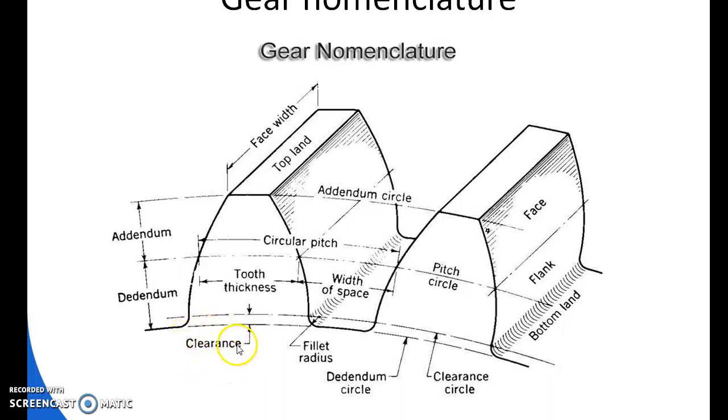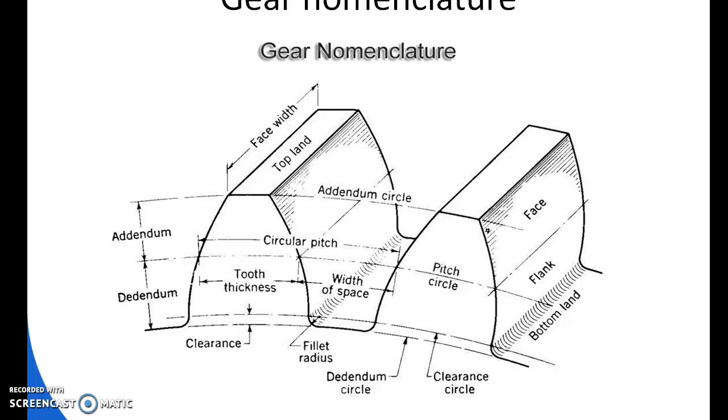Then clearance. The difference between the addendum of one gear and the dedendum of the other mating gear is called clearance. Then working depth. It is the sum of addenda of two mating gears. Means whenever two gears are mating with each other for the purpose of power transmission or motion transmission, if we add the addenda of both the gears, then we will get the working depth.